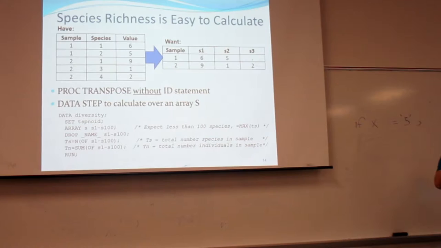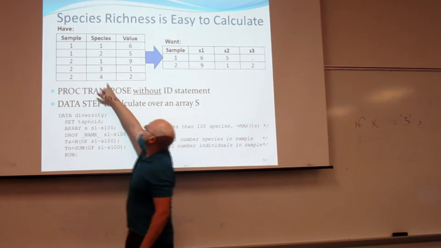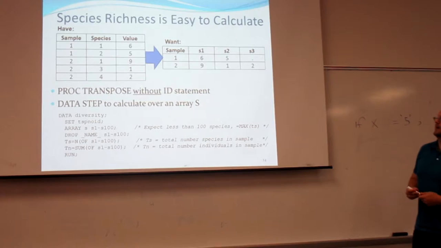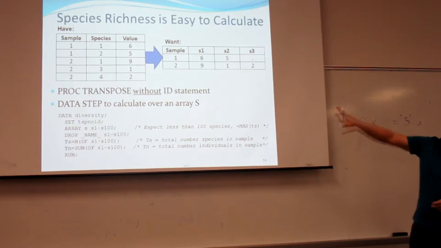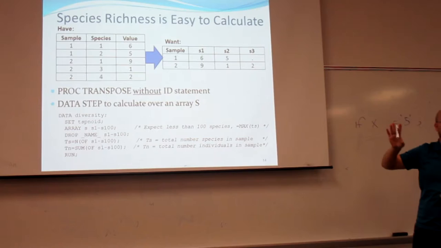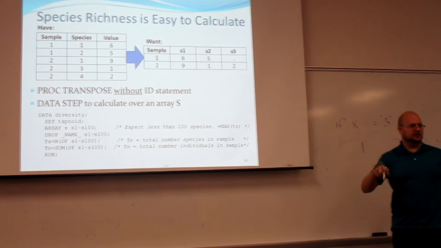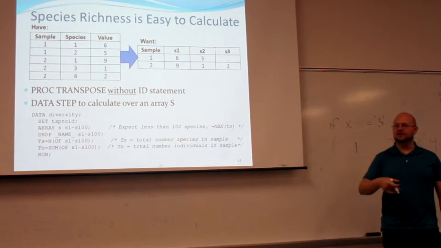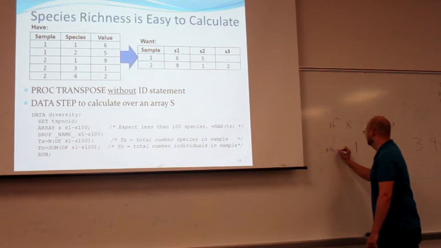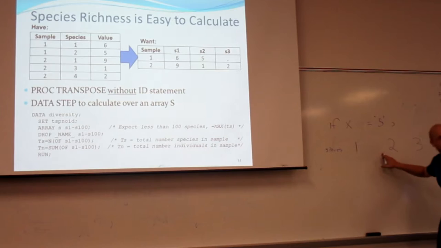So SAS comes in here and says, okay, I'm going to transpose with ID species. And so we look and we say, okay, how many total species do we have in that column? Four. All right, good job, four. We got four species, right? So we're going to make four columns: 1, 2, 3, 4. And then we're going to put the prefix we said we're going to use before it. So the prefix was S. If you said prefix species, it would write out species 1, then species 2, species 3, species 4.